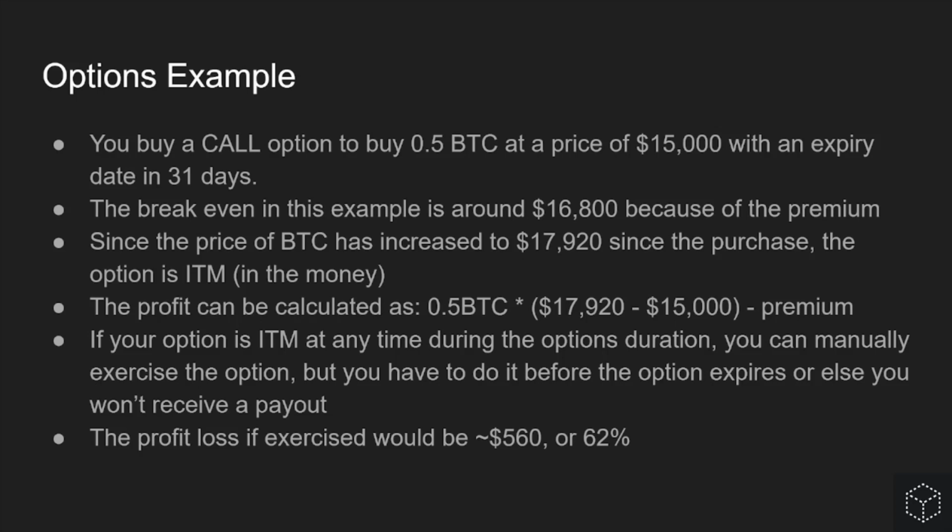So again, you have the option to do this before it expires. If you don't do this before it expires, then you won't receive a payout. If you don't exercise the option, you won't receive the payout because it's just noted that you canceled the contract and you didn't exercise during that time period. So you just forego that and then pay the premium. So the profit gained in this, if exercised, would be $560 or 62%.